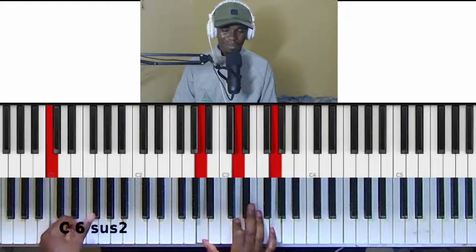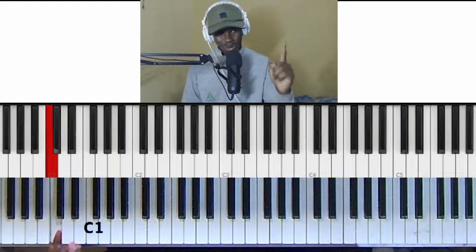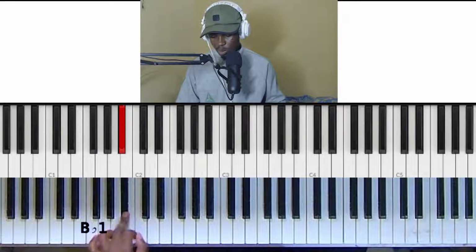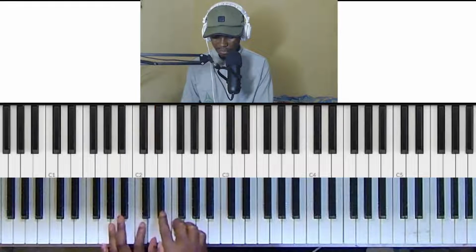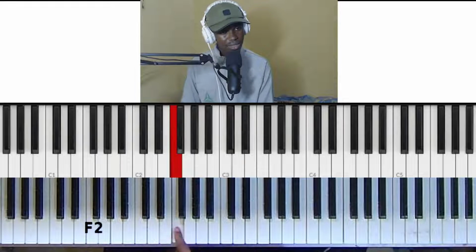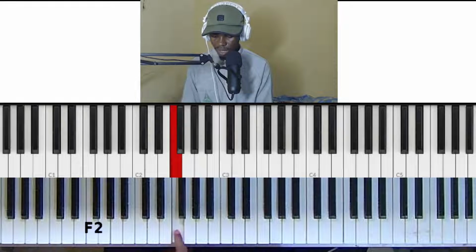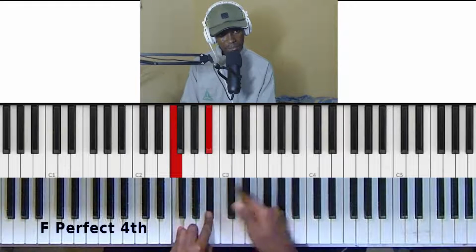Okay, let's just add one more to this. So B flat, we find the 5 from B flat. We have 1 2 3 4 5. That is F, so we can play F7. Okay, that means we'll play F7 to B flat 7. That is a perfect 4th away.